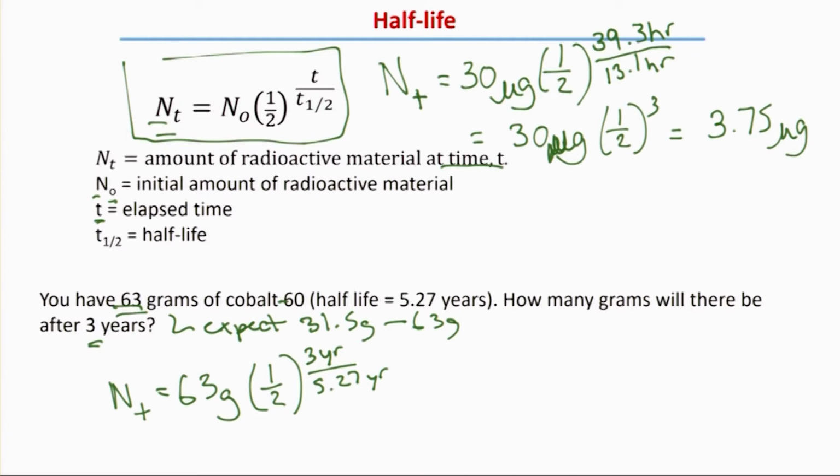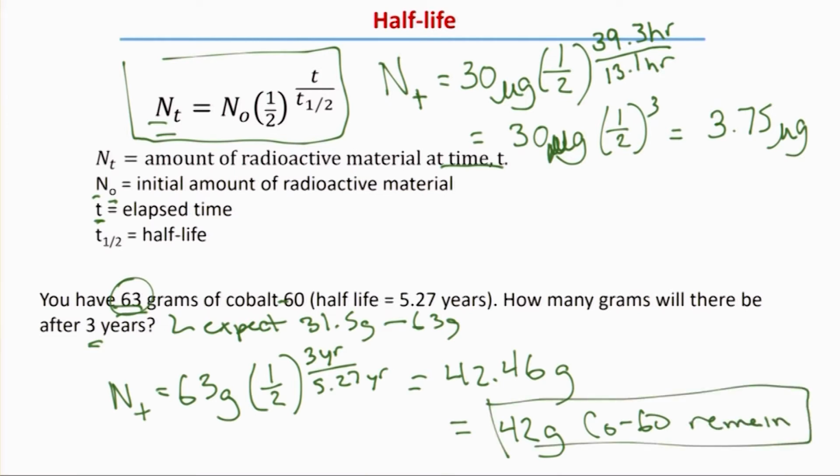All right, so plug this into your calculator. And when I did, I got 42.46 grams. Looks like we had 2 sig figs here, so I'm just going to say 42 grams of cobalt-60 remain.